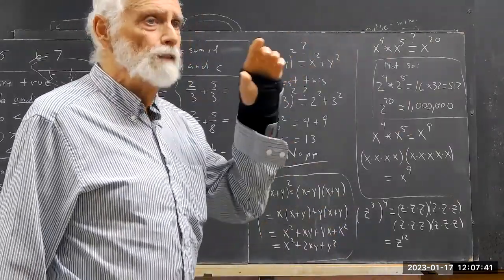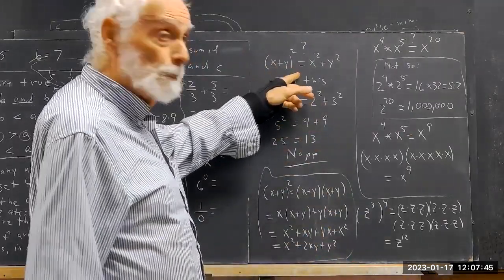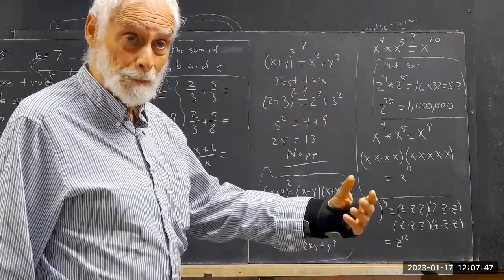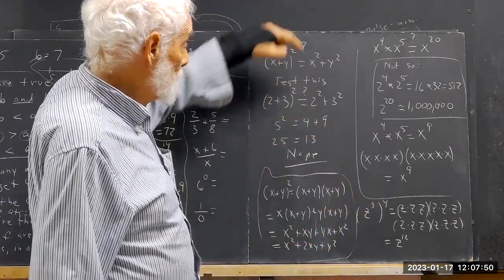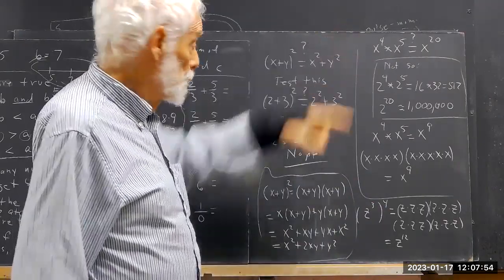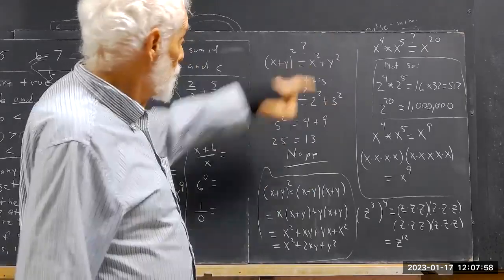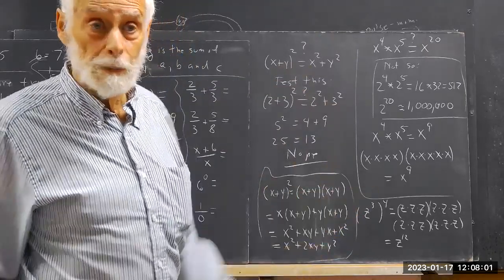There's a distributive law of multiplication over addition. If I multiply x plus y by 2, I get 2x plus 2y. If I do x plus y to the 2nd power, I don't get x to the 2nd plus y to the 2nd. I'll prove it to you in a minute. Let's prove that this is wrong by testing it. We'll put some numbers in.